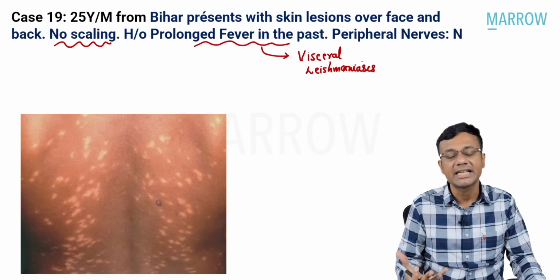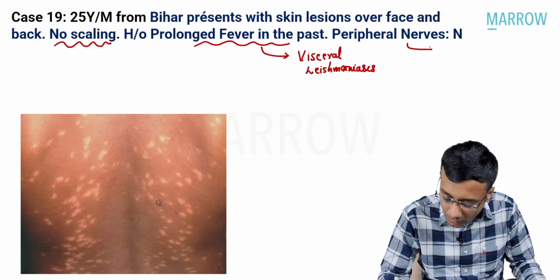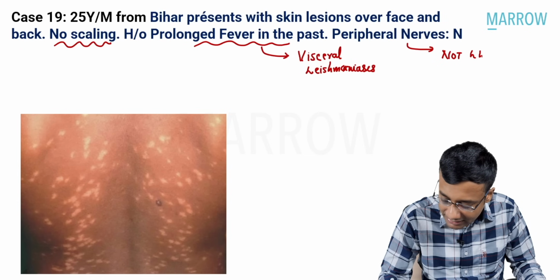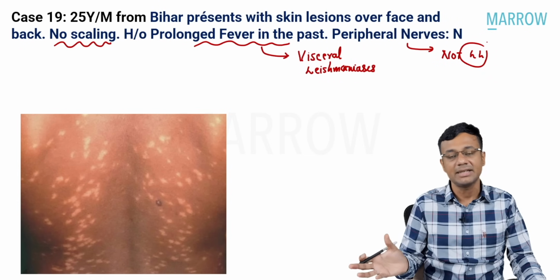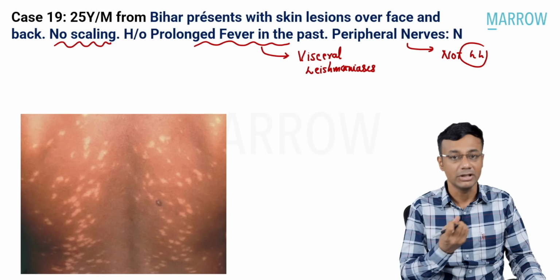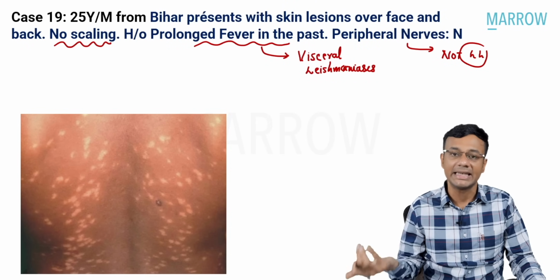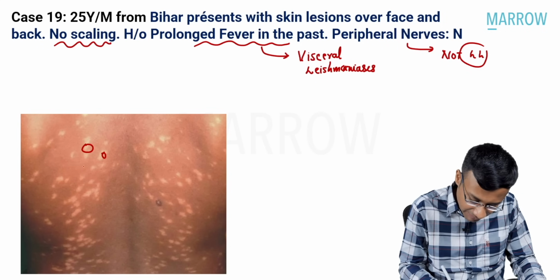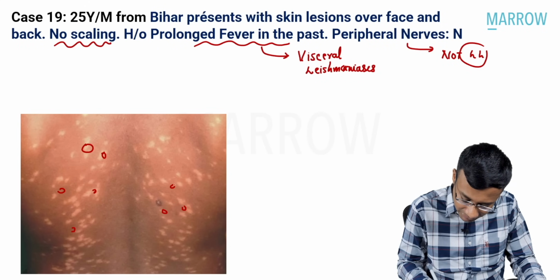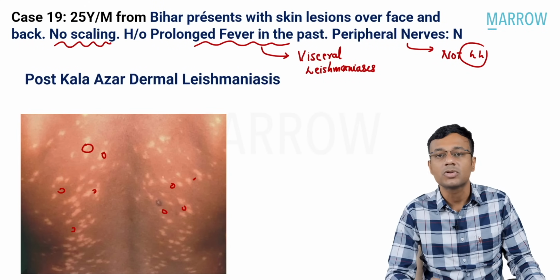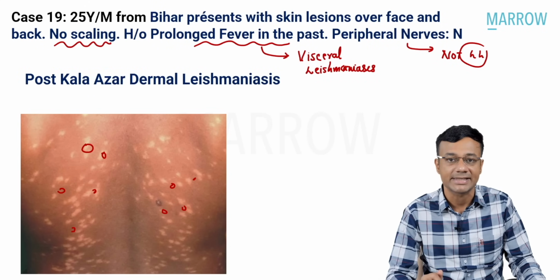Why is the examiner telling us peripheral nerves are normal? To rule out lepromatous leprosy. That means it is not lepromatous leprosy, because the peripheral nerves are normal. There's no scaling, so it is not pityriasis versicolor. A patient with Kala Azar later on in life developing these multiple hypopigmented macules on the trunk, the diagnosis is going to be post Kala Azar dermal leishmaniasis.